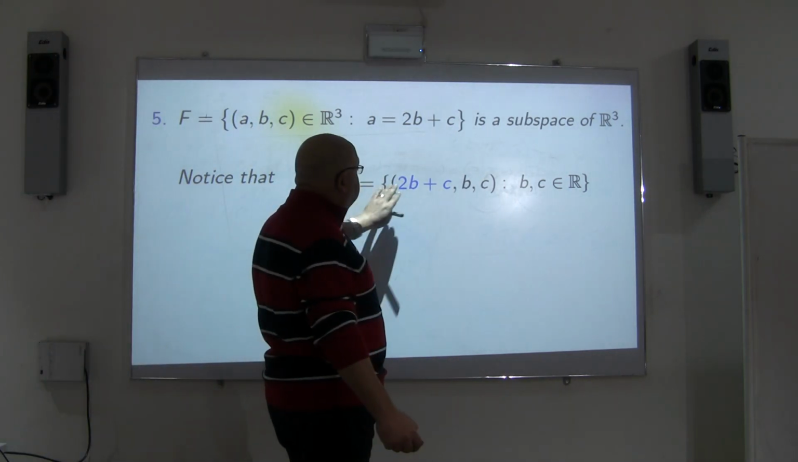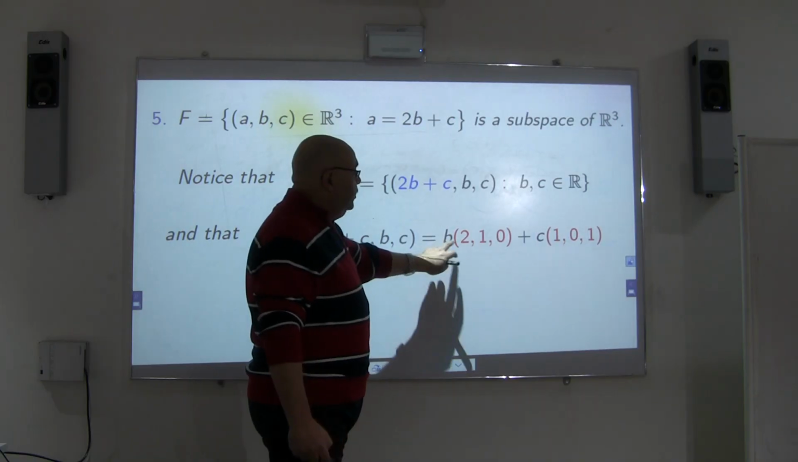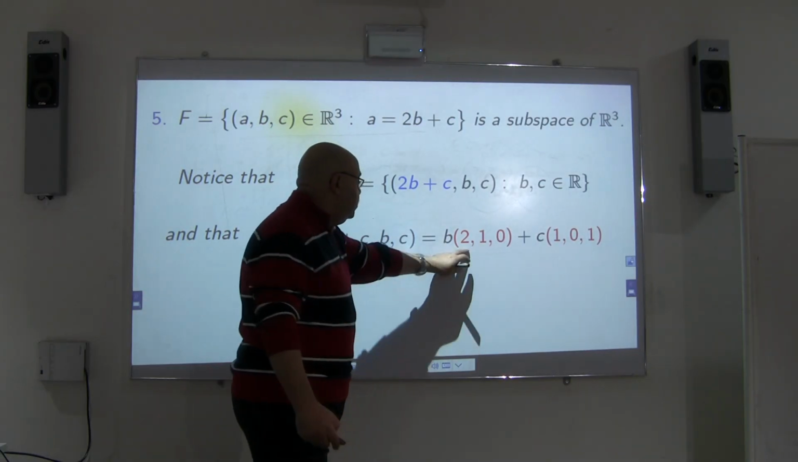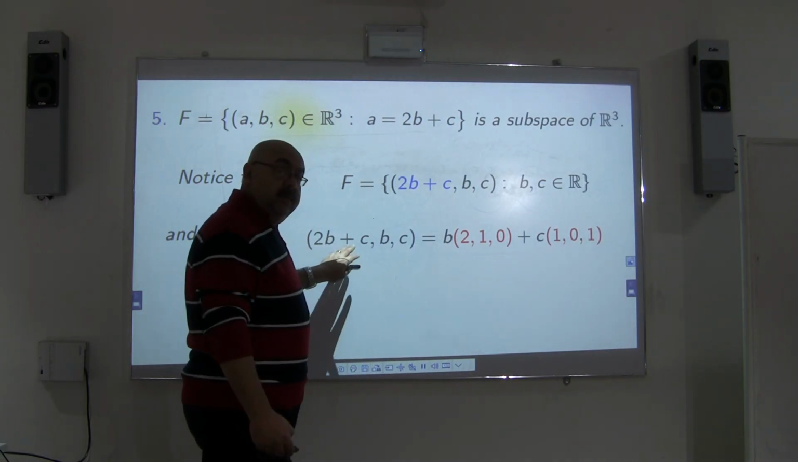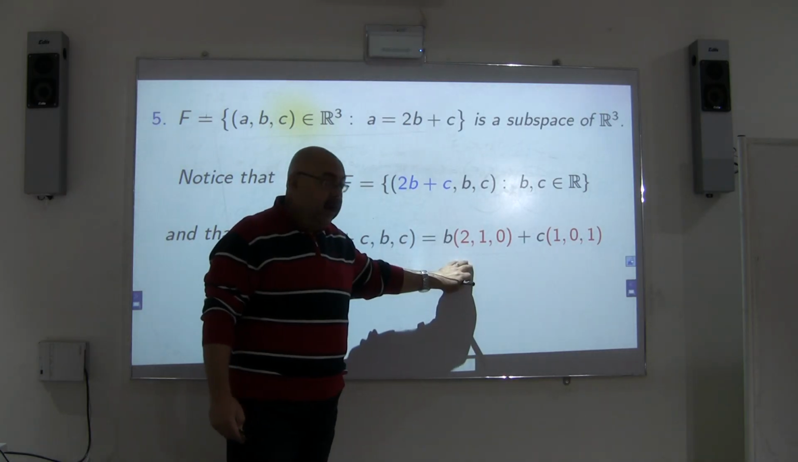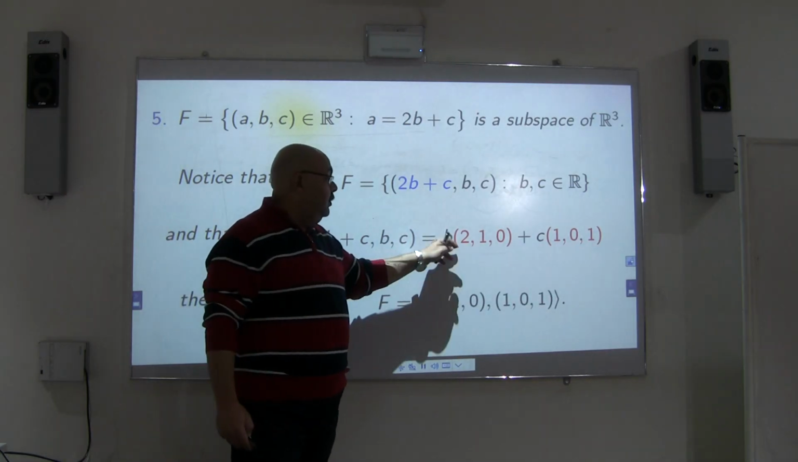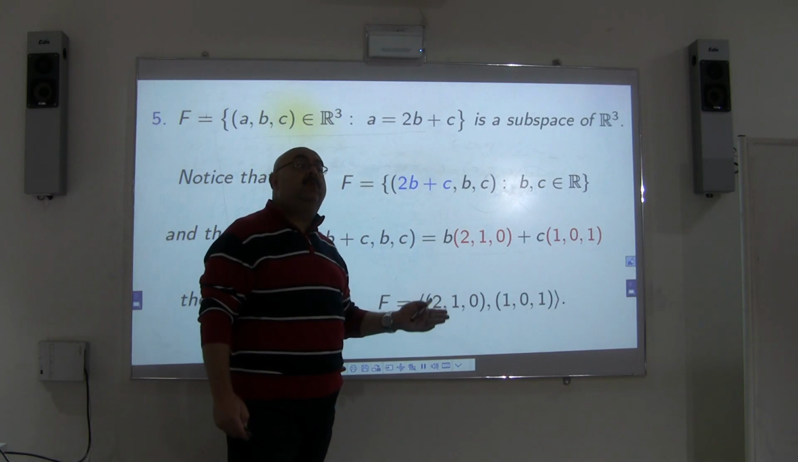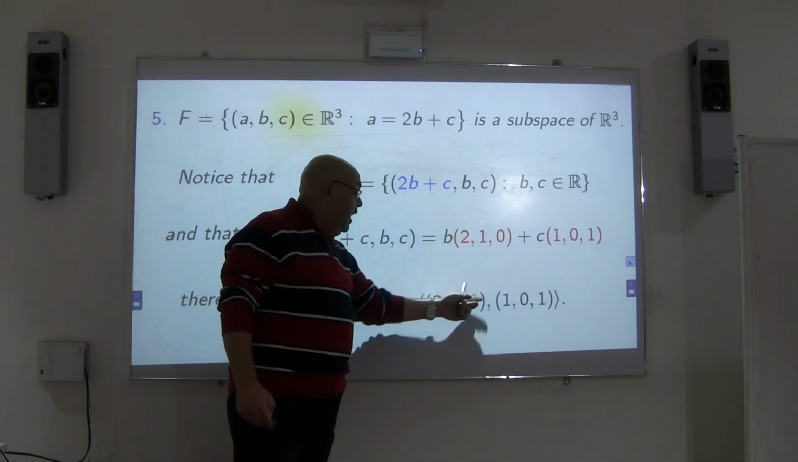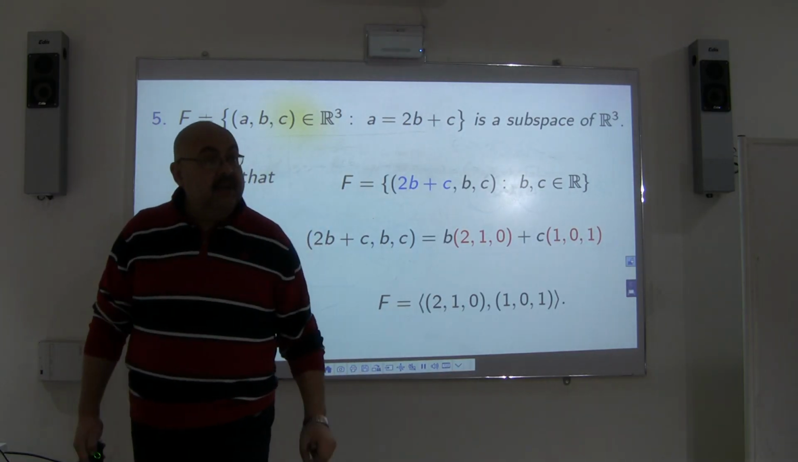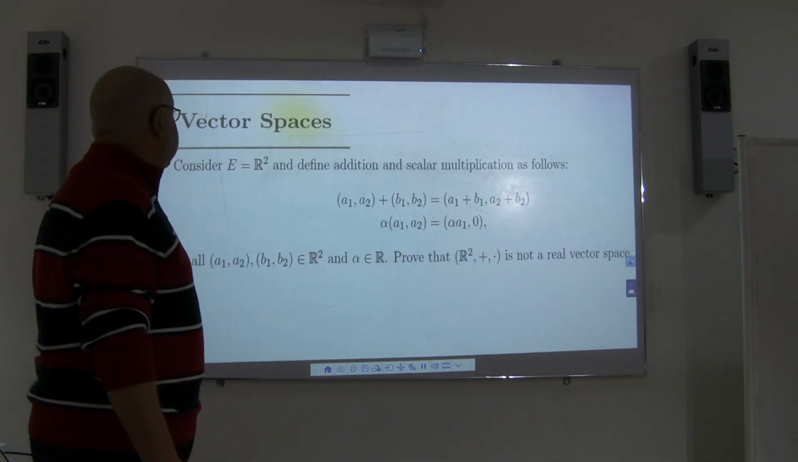So I replace the a by 2b plus c as I told you, taking b and c as common. As you can see, it's a linear combination. That vector can be generated from those two guys. Okay, so if I remove b and c, which are the coefficients, I will have the generators of this sub-vector space in specific.